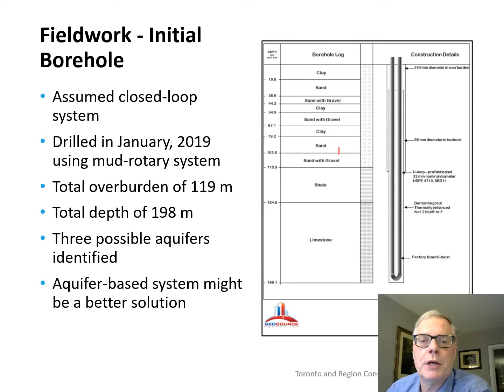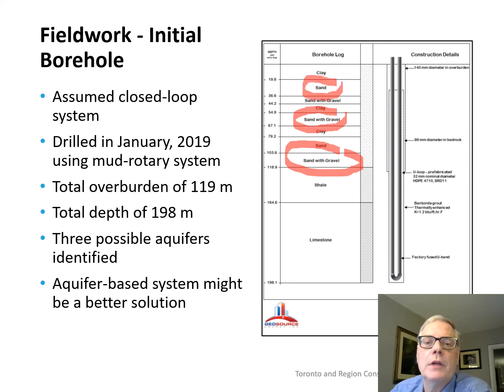Now we found three possible aquifers. We found one here, right above bedrock, another one in about 50 to 70 feet below grade, and more sand and gravel above that. And therefore we thought with three possible aquifers that an aquifer-based system might be more feasible in this location. The reason is we'd need fewer holes with wells, or perhaps we could do it with as few as 2 wells.